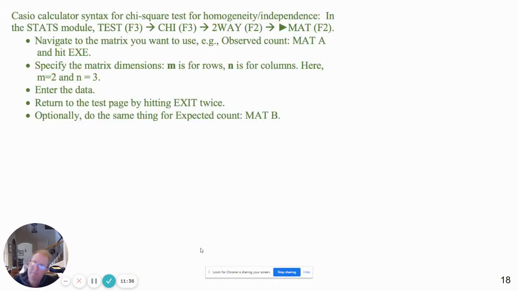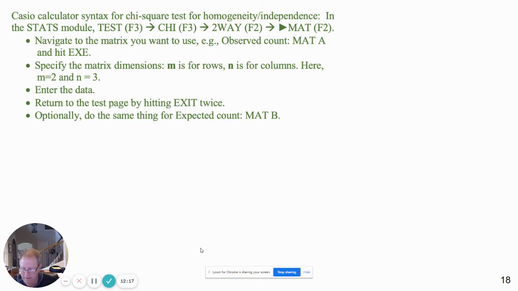Now, let's go to your calculator. So I've got my calculator right here. I'm going to walk you through this process as well. For the chi-square test for homogeneity, you're going to go to module 2, the stats module. Then hit test, F3. Then hit chi for the chi-square test. That's F3. Now we are doing a two-way test. The chi-square test of homogeneity is described in your calculator as a two-way test. So we hit two-way.